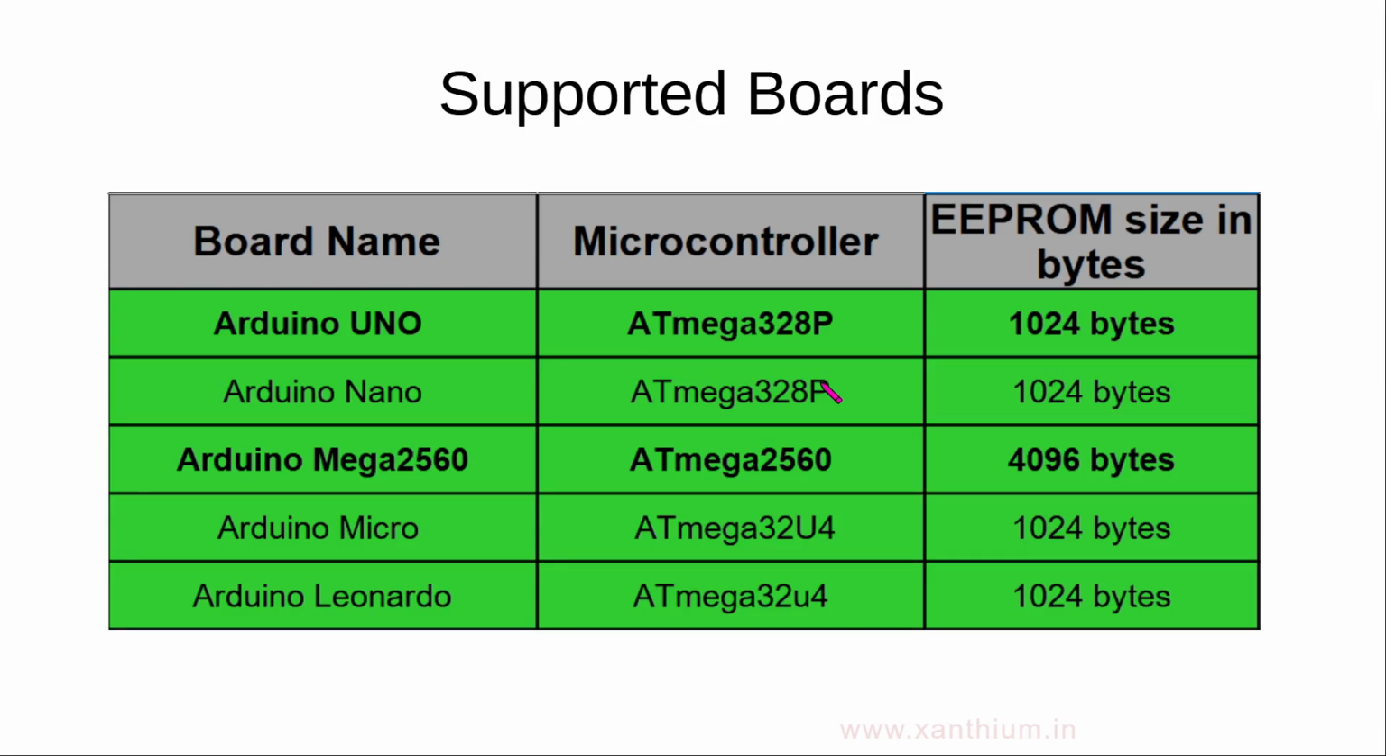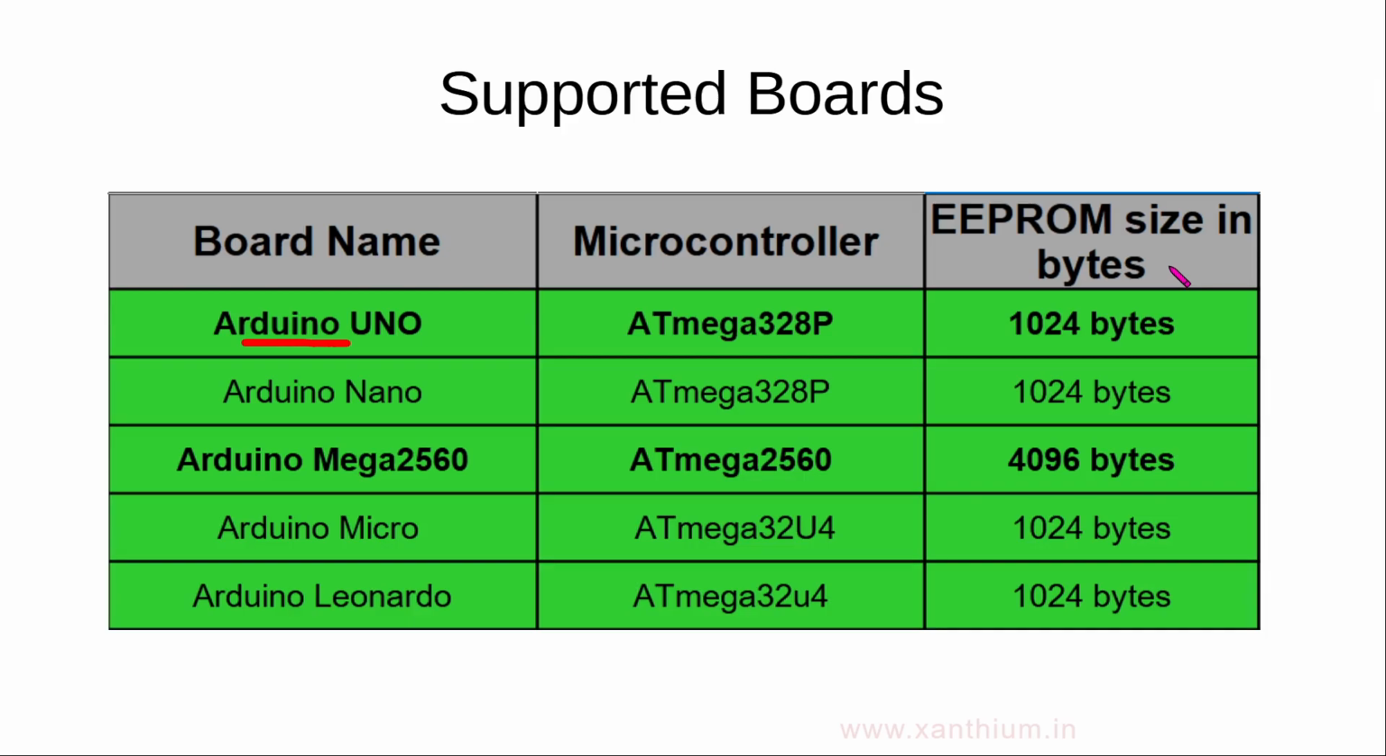Now these are the supported boards. Here we have the usual Arduino Uno, which contains the Atmega 328 microcontroller. We will be using this particular one because it is the commonly available one. And it has around 1024 bytes or 1 kilobyte of EEPROM.